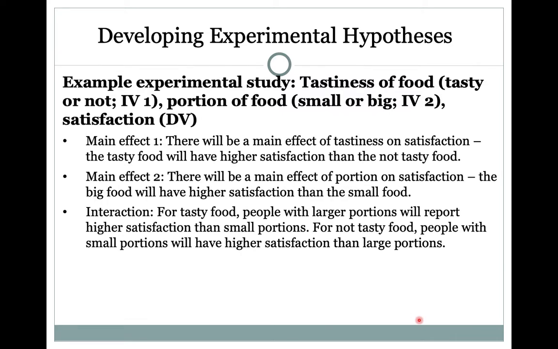Now let's graph out our hypotheses just like we did with the correlational study. So here's an example. Tastiness of food, so it's two levels, either tasty or not, and that's independent variable 1. Portion of food, either small or big, which is independent variable 2, and then satisfaction, which is our dependent variable.